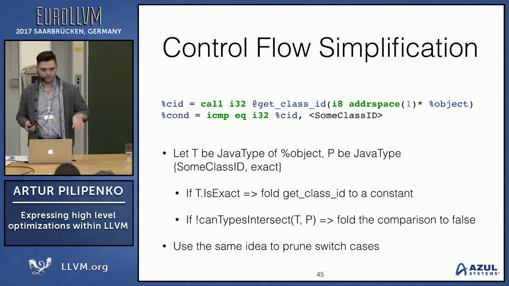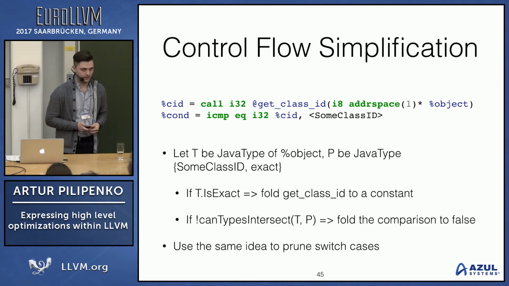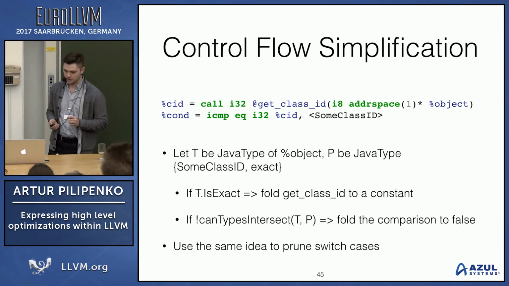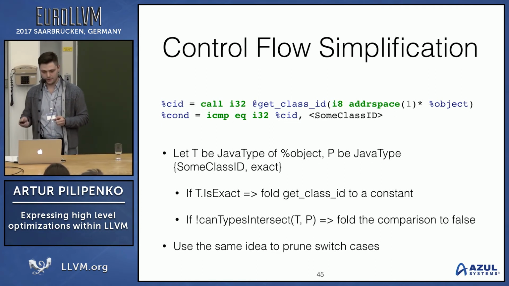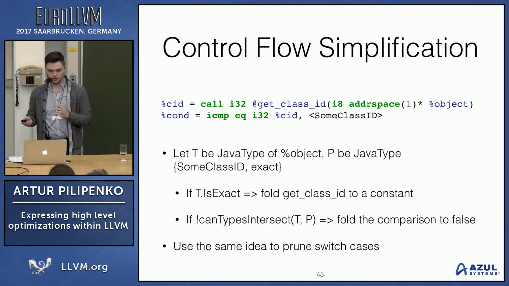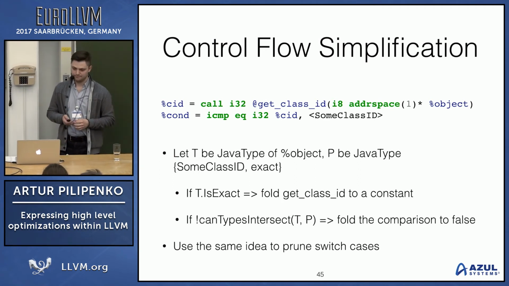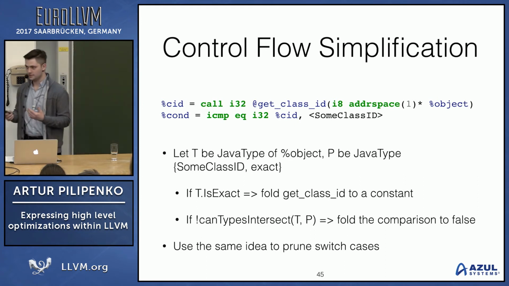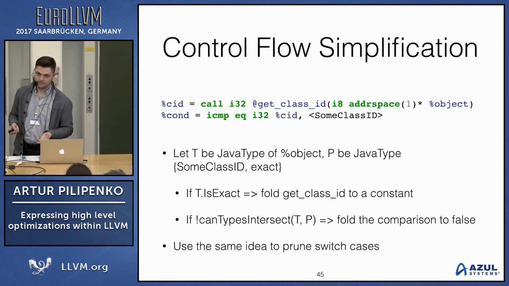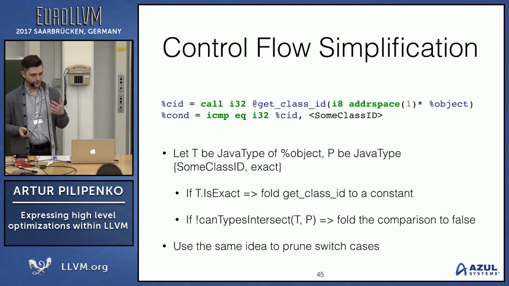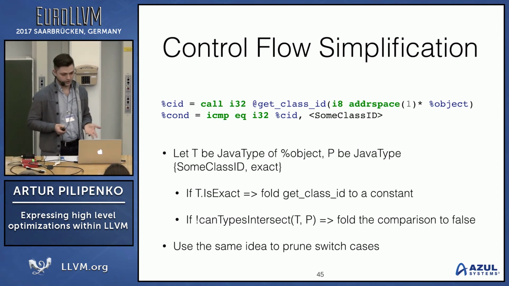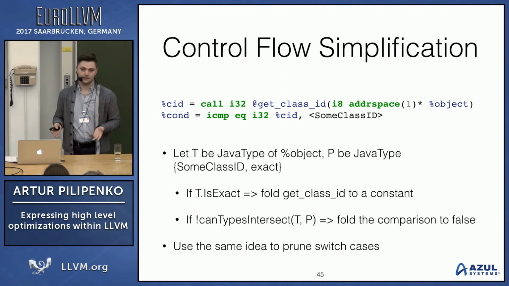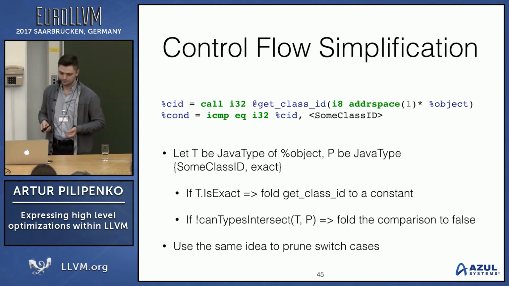So in order to simplify the control flow we get from profile-guided call sites, we have several instCombine optimizations. Let's look at the guard we will usually have for a type check. If we know the Java type for the object, we know the set of classes this object can implement. And if we know the exact Java type, we know that it can only implement one class, so we can fold get class ID to a constant in this case.